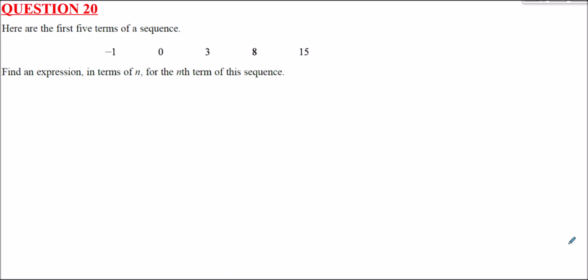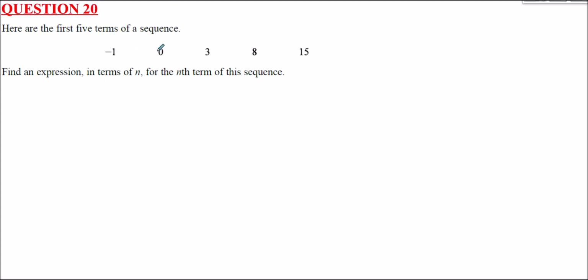Question 20, we have the first 5 terms of a sequence. Minus 1, 0, 3, 8, and 15. We need to find an expression in terms of n for the nth term of a sequence. Now, importantly, this isn't a basic nth term one. This isn't a linear sequence. The sort of trick is, if it's question 20, it's not going to be that straightforward. So this is actually a quadratic sequence. I'm going to explain how you know that it is a quadratic sequence.